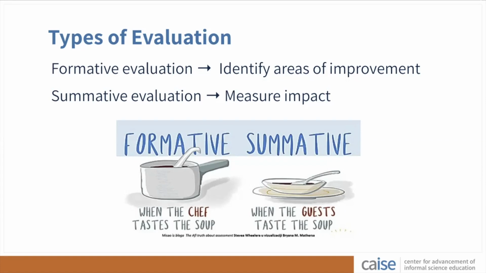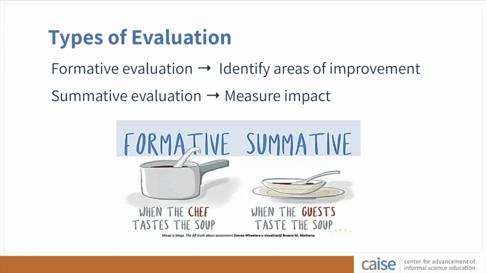So this image shows formative and summative evaluation of soup. So formative evaluation is when the chef is tasting the soup. This is when it's being made and they're thinking about, does it need more salt? Does it need more of something else? And they're making those changes to improve the soup before it's served.